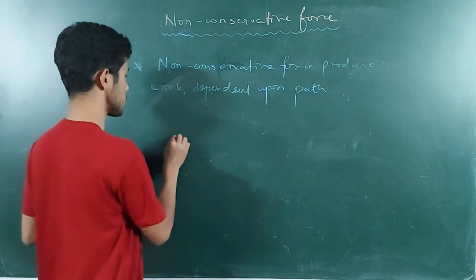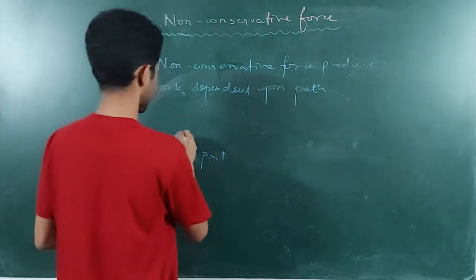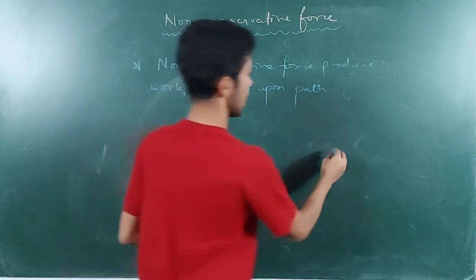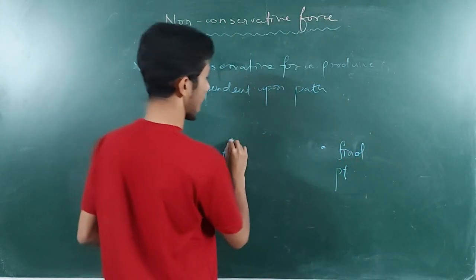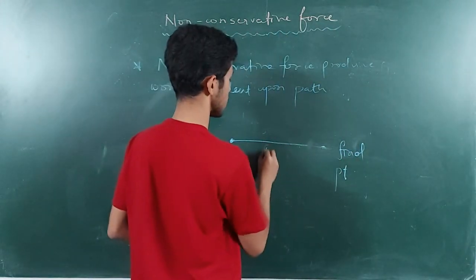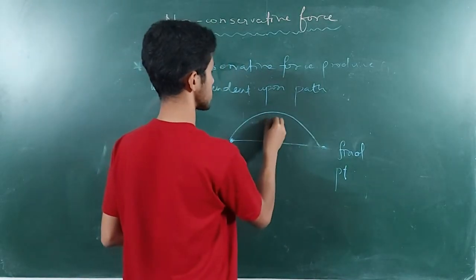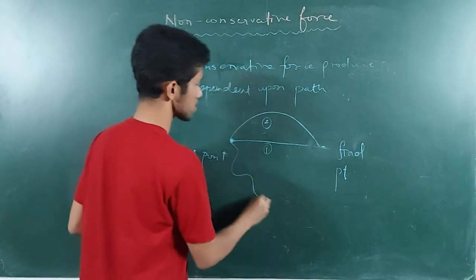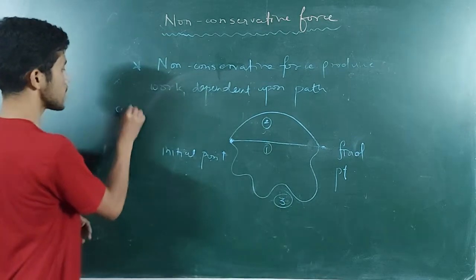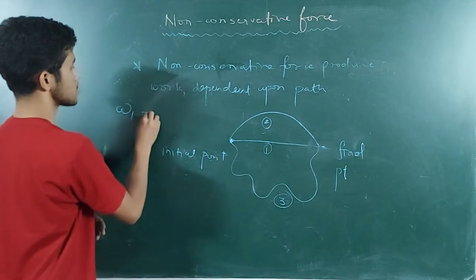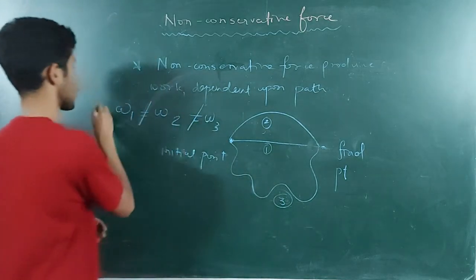Okay, so suppose this is the initial point, and this is the final point. Now suppose I go in a straight line. So this is the first case. Now suppose I go by this path, this is the second case, and now suppose I go by this path, this is the third case. So here work done in the first process is not equal to work done in the second process, and it is not equal to work done in the third process.